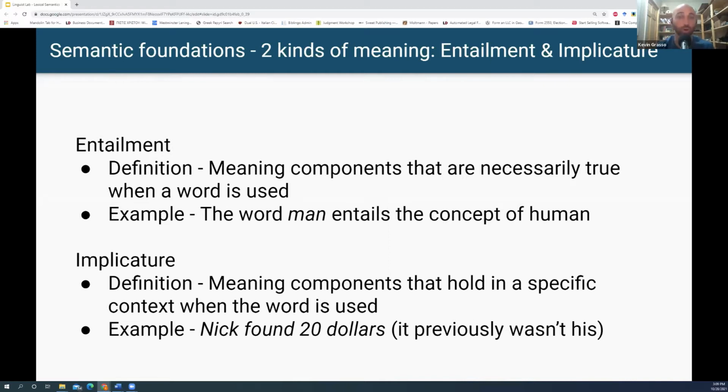Okay, so the whole point of this is that not all meaning in lexical items will hold in every context. That's what we have to be careful of.